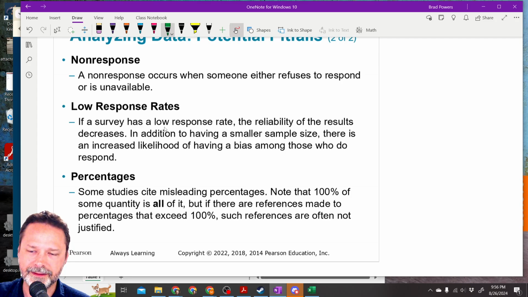Low response rates. If a survey has a low response rate, the reliability of the results decreases. In addition to having a smaller sample size, there is an increased likelihood of having a bias among those who do respond. And then percentages. Some studies cite misleading percentages. Note that 100% of some quantity is all of it, but if there are references made to percentages that exceed 100%, such references are often not justified. It's nonsense. Can't have more than 100%.